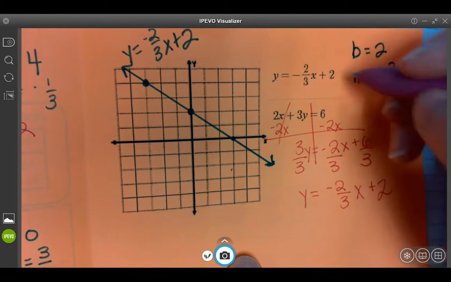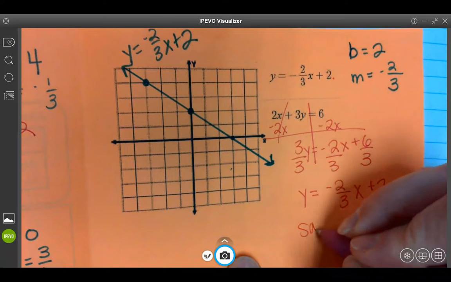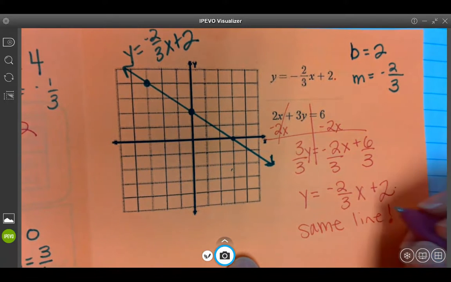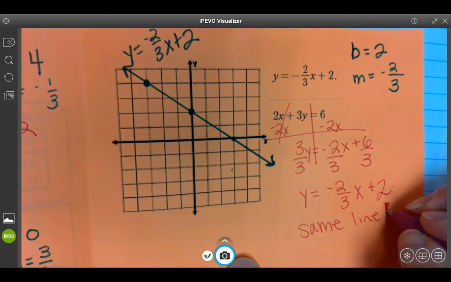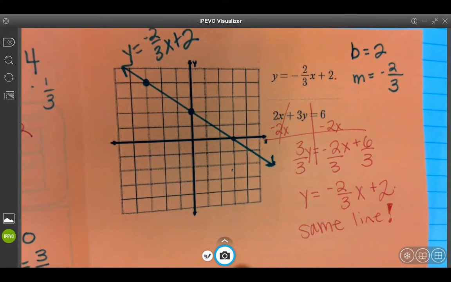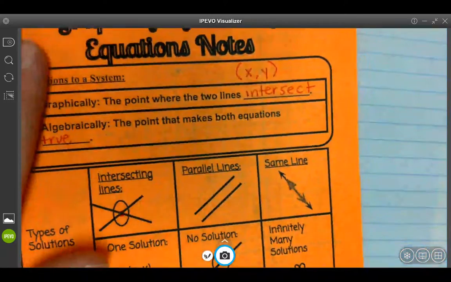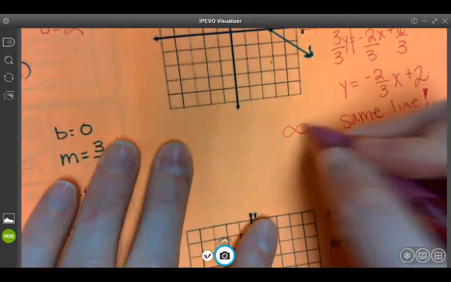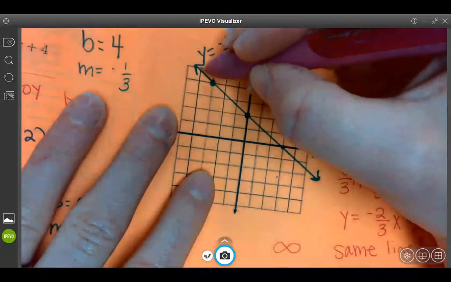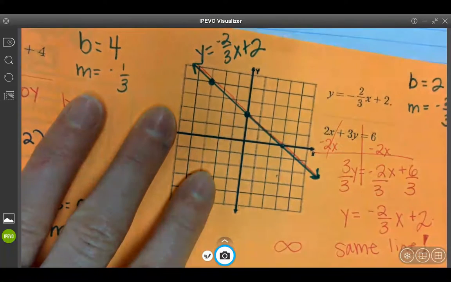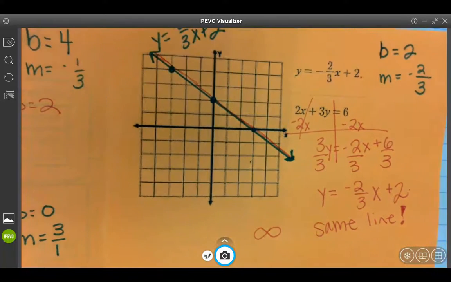What do you notice about this one and this one? They're the same line. I feel like it was trying to trick y'all. So if they're the same line, what solution is it? Look back at the front. Infinitely many. Yep. So do I need to graph it again? No. I can just put a pink line right up next to it. They're the same exact line.